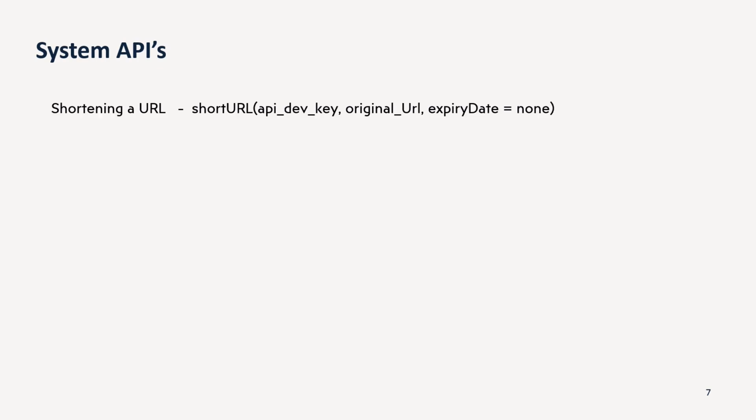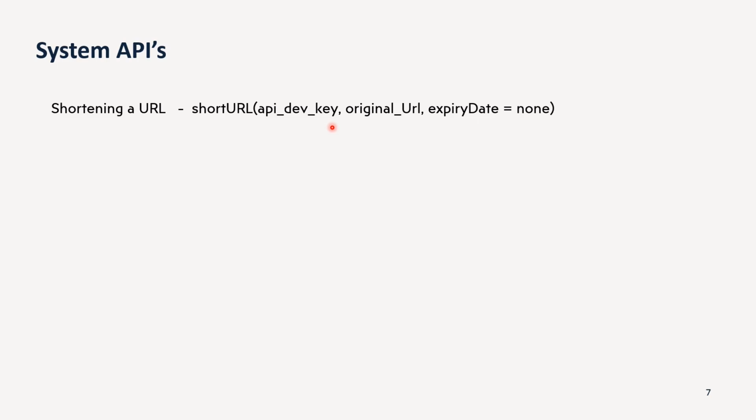So here, the first API is definitely shortening a URL. Maybe you have it exposed as a REST API. Then you have an API dev key. The API dev key will be something for a customer. Whenever you onboard a customer into the system, you have to provide them a key so that you know, okay, this is the customer which is going to hit my system.